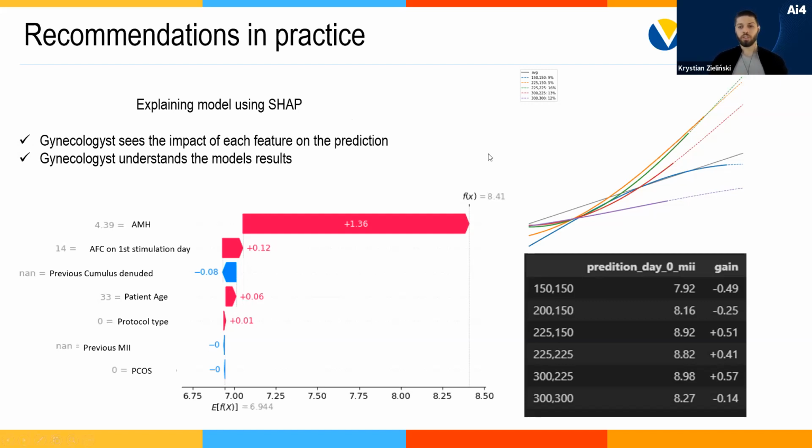And for the suggestion of proper protocols and proper doses, we use different kernels that differentiated those predictions for different doses and protocols, respectively. So the doctor can see what's the gain of using certain doses of gonadotropin.